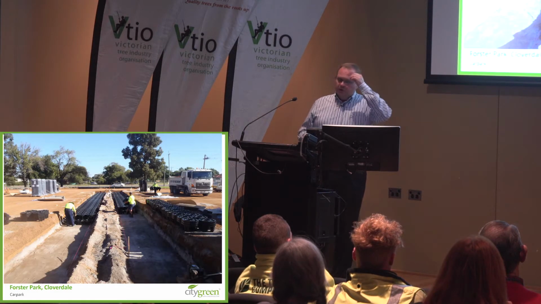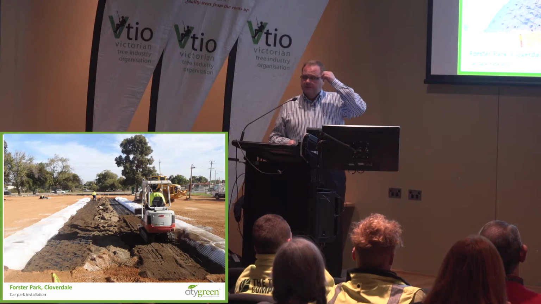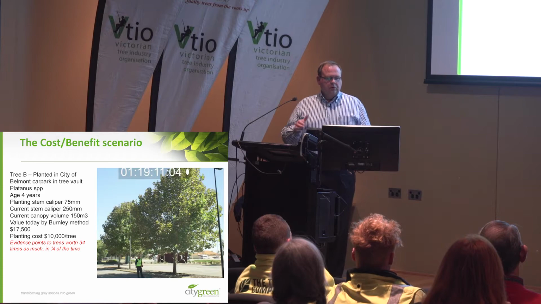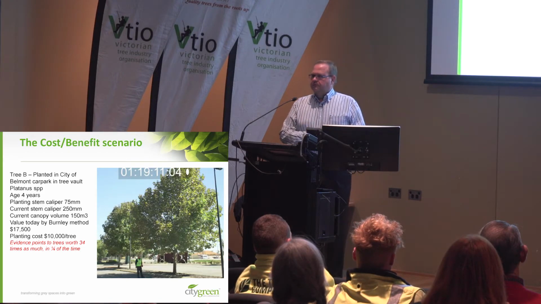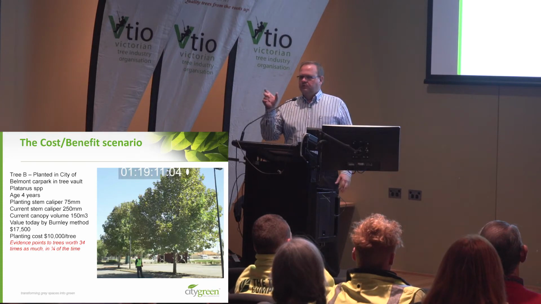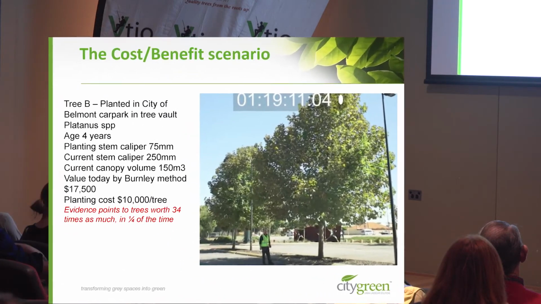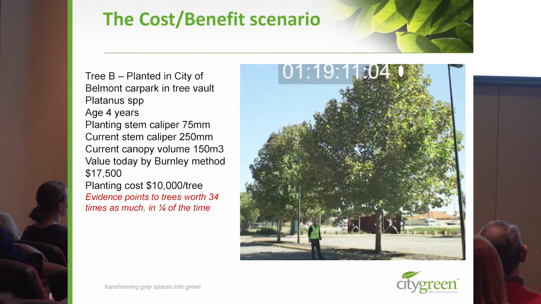And this shows the system going in with soil being placed in it. The great thing is, though, that this particular council puts a monetary value on the trees using the Burnley method. And they've been tracking those trees with the stem caliper and the canopy volume, etc., over time. And he actually hit his target of shading in less than 4 years, about 3.5 years. And valued by Burnley, those Platanus there are worth $17,500 each after 4 years.